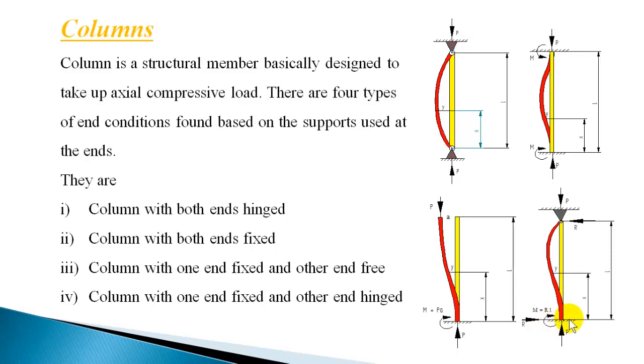I'll explain four types of columns based on their end conditions, or how they are supported at the ends. So the first one is a column with both ends hinged. Hinged means pinned. They are fixed in position but not fixed in direction. It can rotate at the hinged end. The column can rotate like this at the hinged end. They are fixed in position. The column end cannot move, but it can rotate.